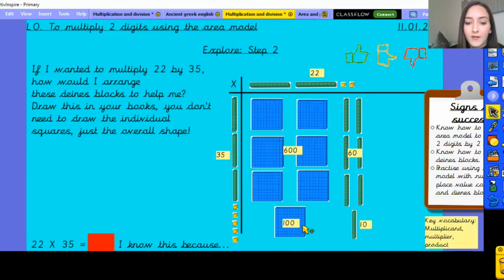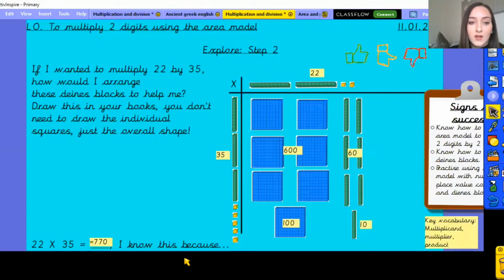And now we have our answers, so we need to add them together to get our product, our final answer. So we have 600, 60, 110, which calculates to 770. So we've used this area model to calculate 22 times 35, and we've got 770 by adding up our Dienes block.